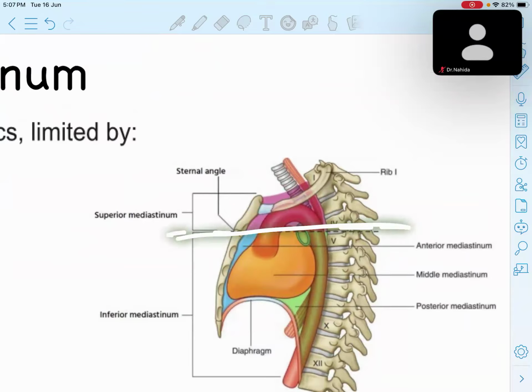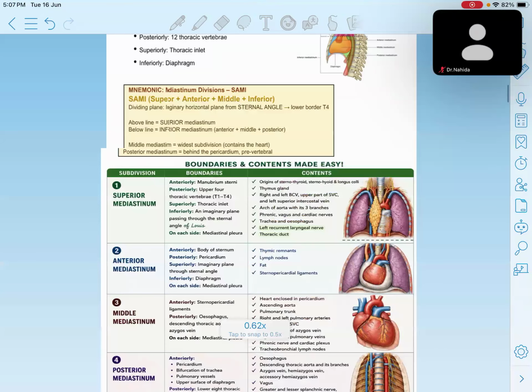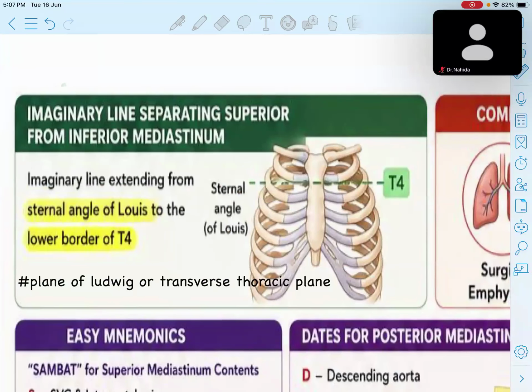The sternal angle has more synonyms. It is the imaginary line extending from the sternal angle of Louis to the lower border of T4. It is also called the plane of Ludwig. The examiner can ask this; remember, it is a recall question. It is the plane of Ludwig or transverse thoracic plane. It is important to know.